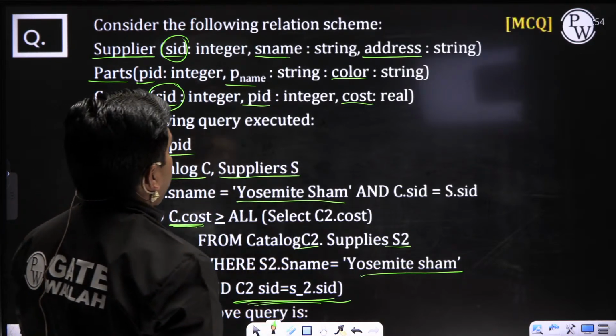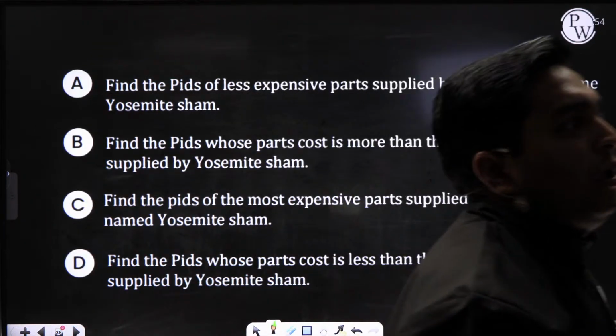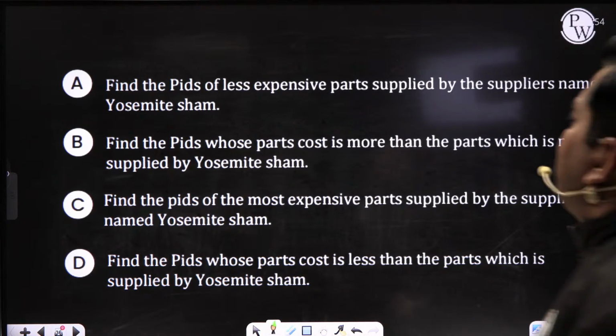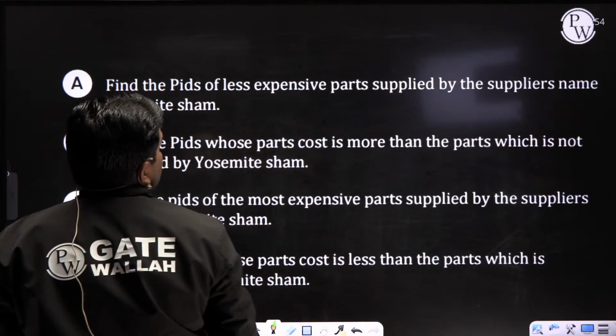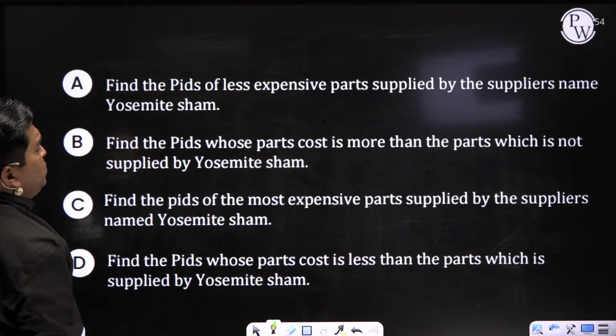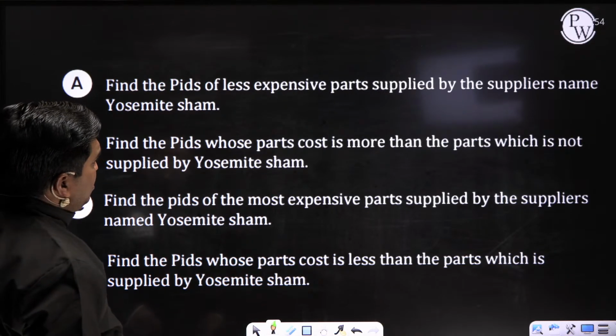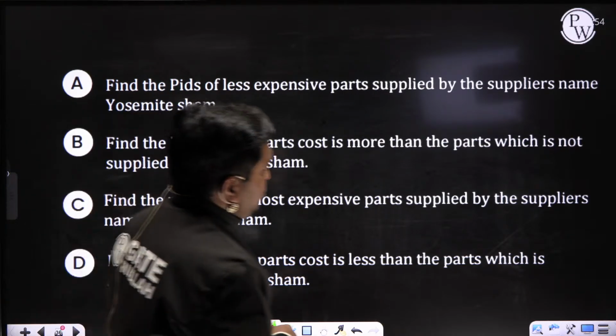So what is the answer? Tell me fast. What is the right answer for this one? It finds the PID of the less expensive parts supplied by the supplier named Yosmith. Find the PID whose part cost is more than the parts which are not supplied by Yosmith.